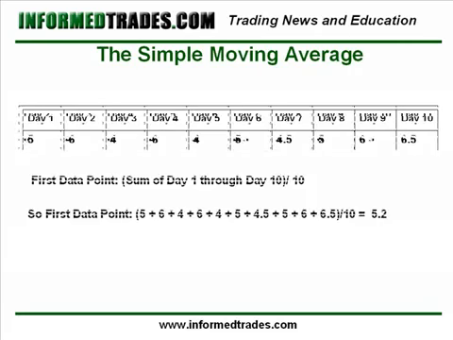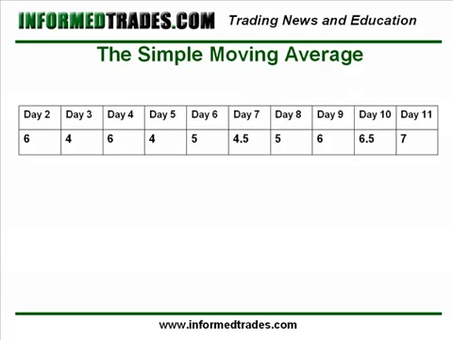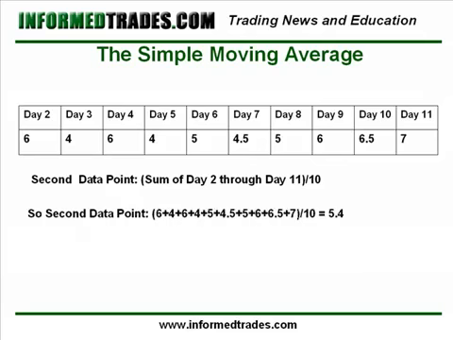To get the second data point, the 10 days used would be day 2 through day 11, as the moving average shifts forward after the close of day 11 of trading. We would divide the sum of those 10 days by 10, and we get 5.4. Okay?